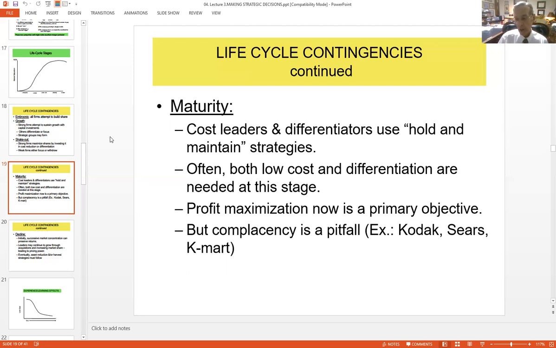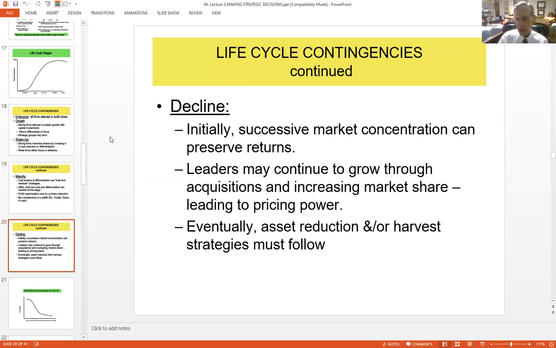And then the little pitfall. You can't get too comfortable with your position, because if you reach maturity and don't take a look at that longer term potential that we talked about earlier, you could end up being a Kodak, a Sears Roebuck, or a Kmart. And then finally, the decline.